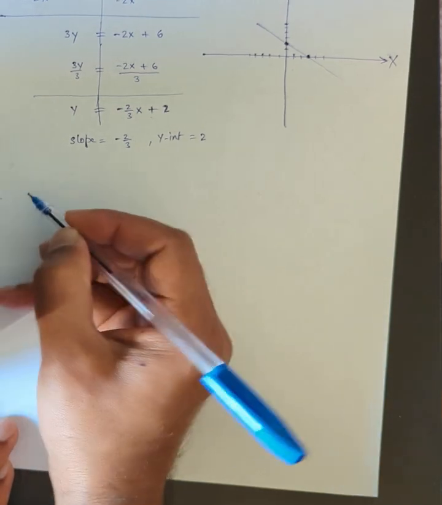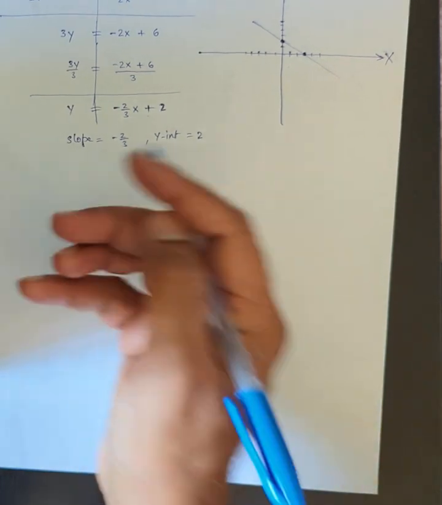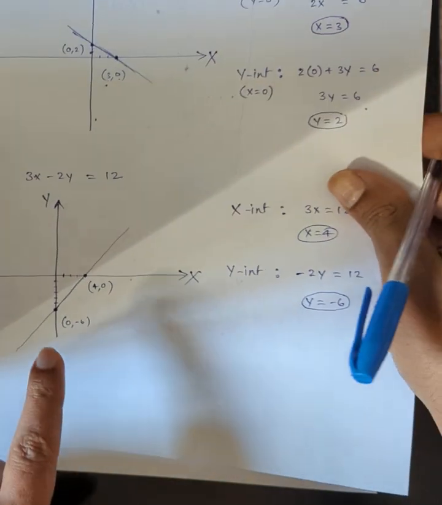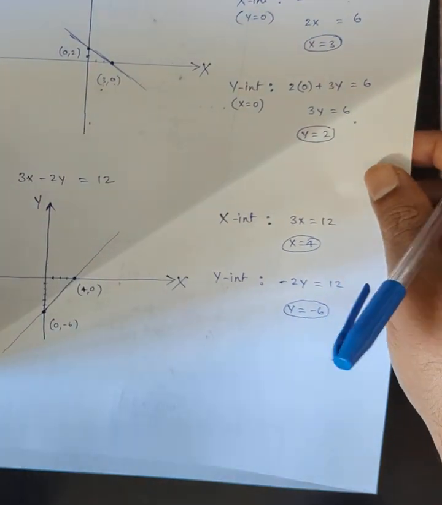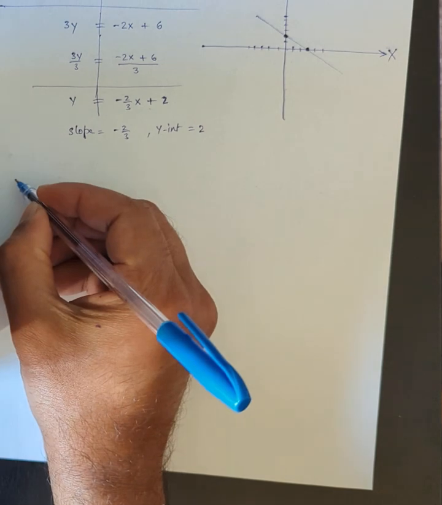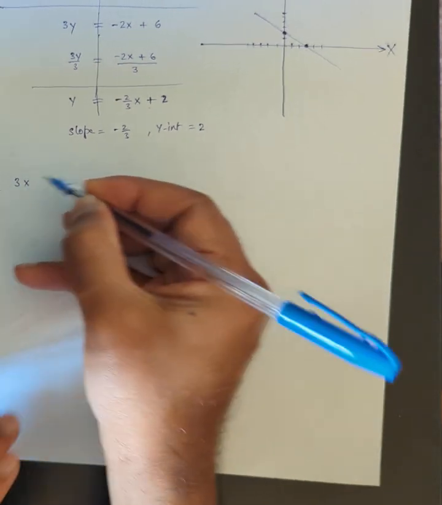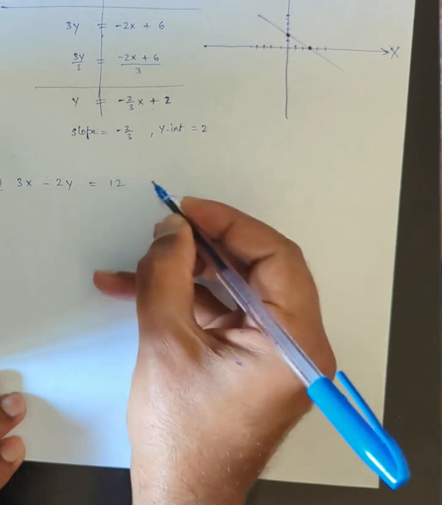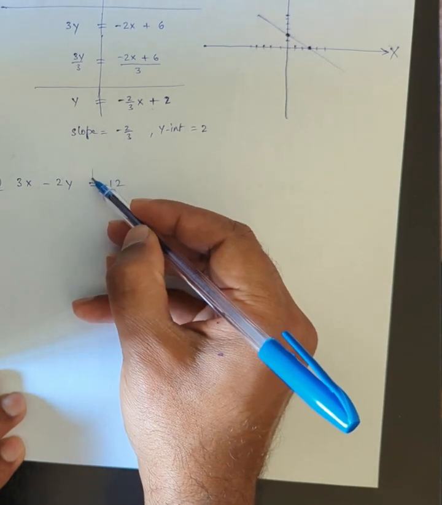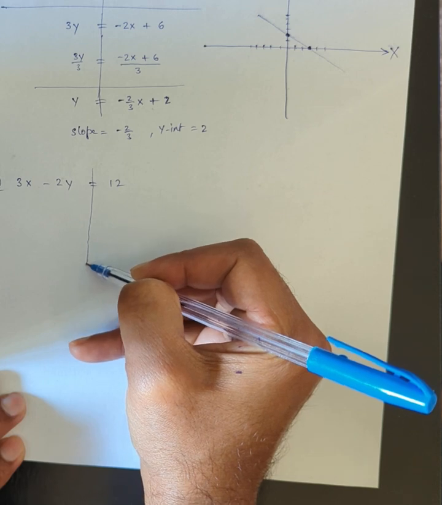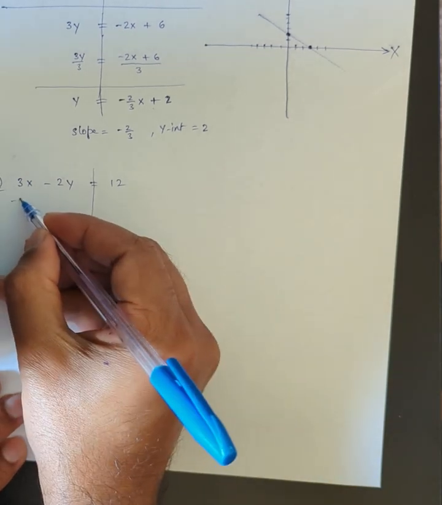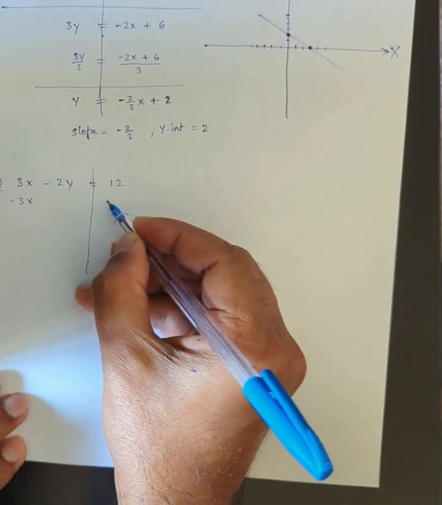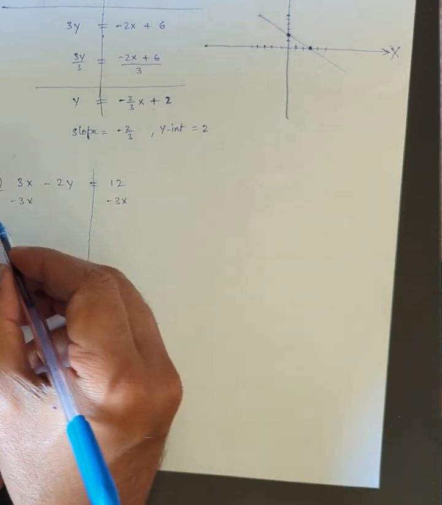And in the second problem, this was the problem: 3x minus 2y equals 12. I'm going to write that again. 3x minus 2y is equal to 12. And convert this to slope-intercept form. So just like in the previous problem, I will subtract 3x from both sides to get rid of 3x on the left.